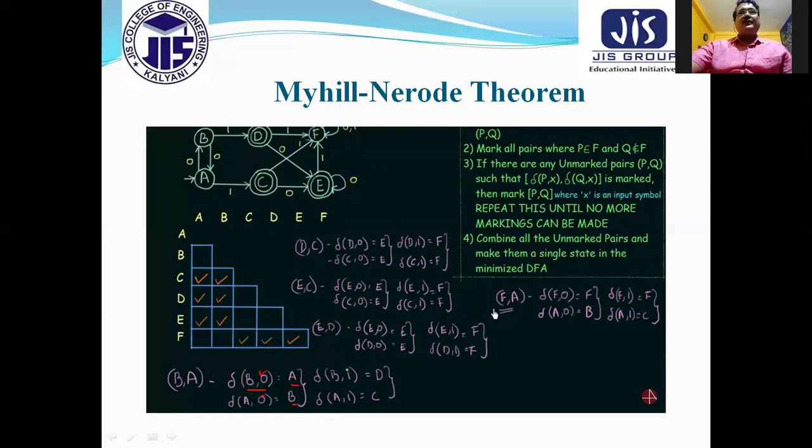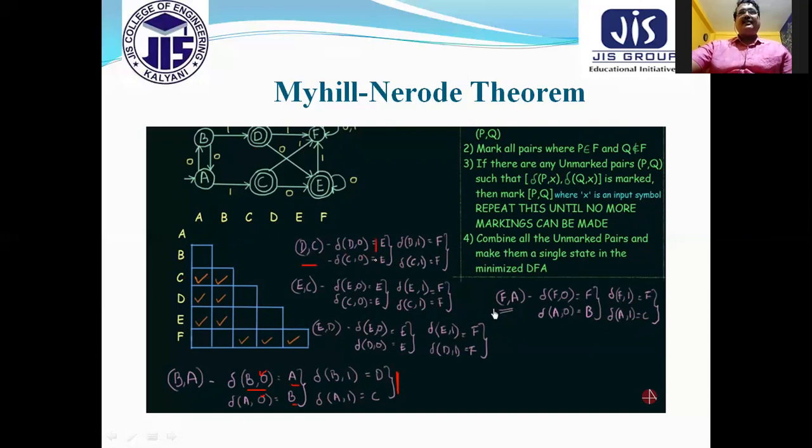So now you have to check for 1 also. So by taking the 1, it is going to the C. And by taking the B 1, it is going to D. You can see here. So we have to check CD is marked or not. C, because D is not there. So not marked, so it is not possible. Similarly, we can go for this part, D or C.